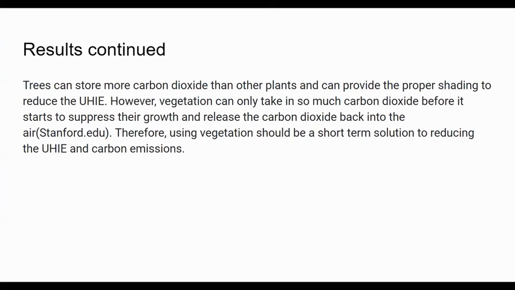When looking into the literature in relation to carbon dioxide and vegetation, it was found that while CO2 can help plant growth, too much CO2 can also suppress their growth, hence leaving them unable to absorb carbon dioxide in the air. It also should be noted that vegetation should be a short-term solution to reducing UHIE and carbon emissions.